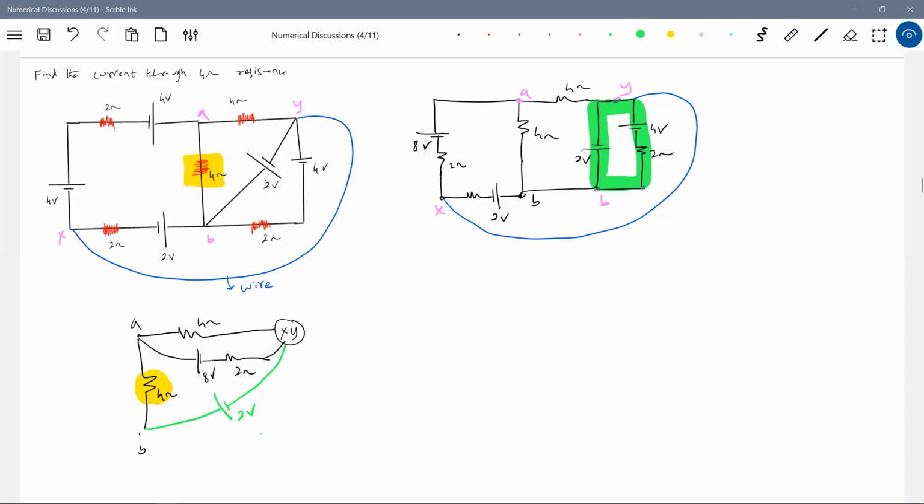So how are these two? If I redraw further, 8 volt, 2 ohm, and this is 4 ohm. So again, redrawing the circuit. So this will be, I think, can we replace this effective across these two? This one cell, there's a 2 volt, and this is the common X comma Y.